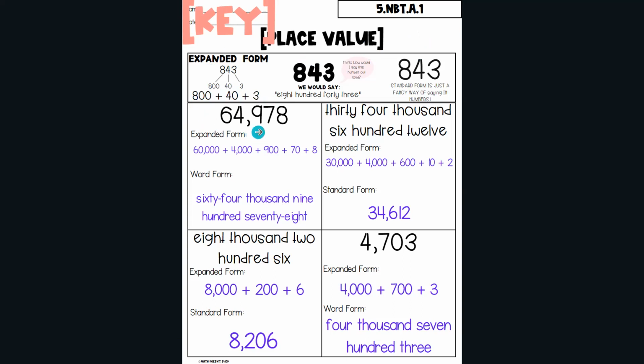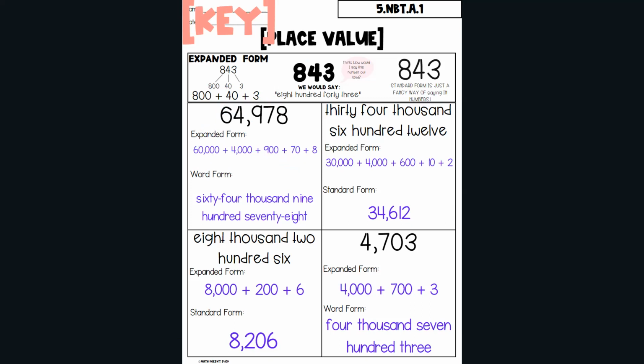So our first one is 64,978. We're asked for expanded and word form. So we have 6 10,000s, so 60,000 plus 4,000 plus 900 plus 70 plus 8. If we added these all up, we would get back to our original number of 64,978.